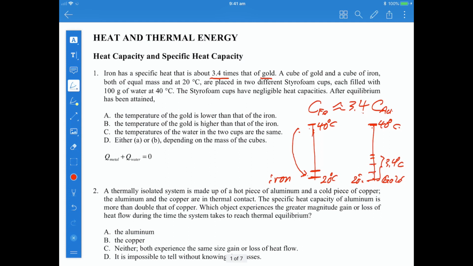So eventually the iron and the water on one side will reach equilibrium, and the same for the gold and the water, they also reach equilibrium, but the equilibrium temperature of gold and water will be higher than water and iron. So the answer is B.